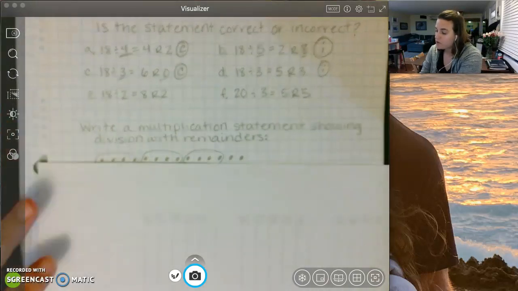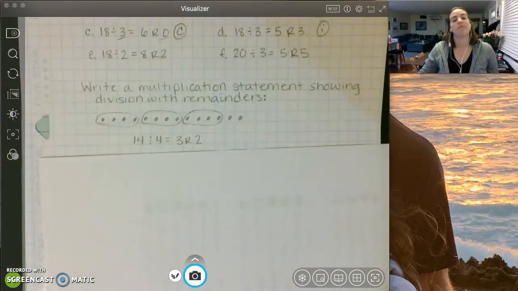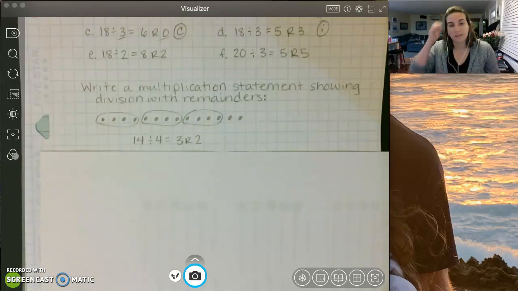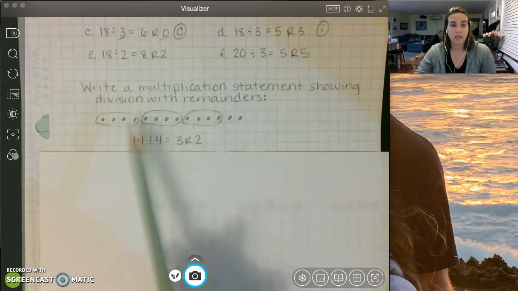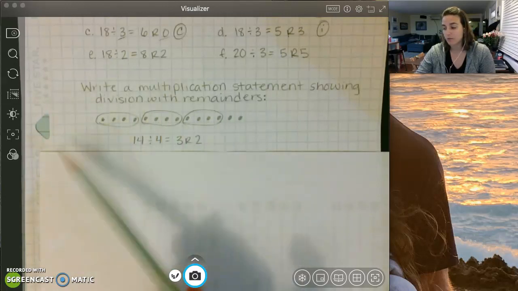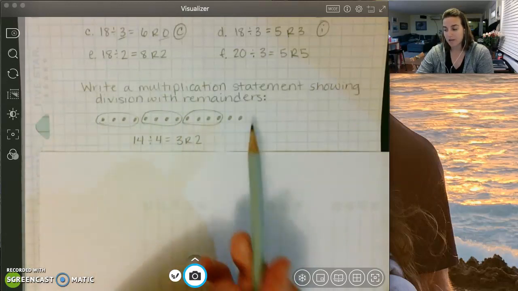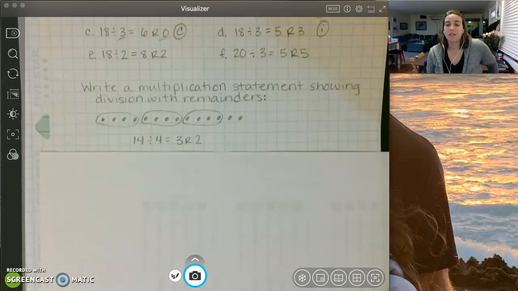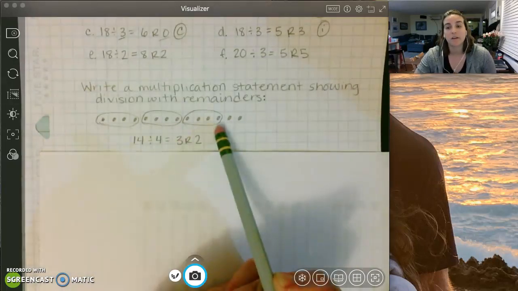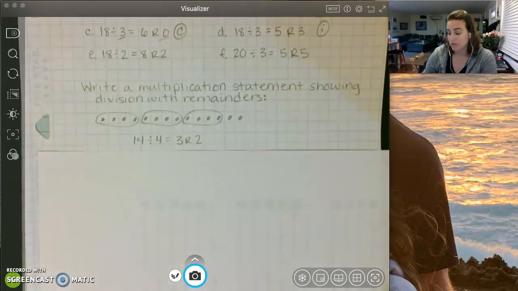All right, so the next thing that it's going to ask you to do is write a multiplication statement showing division with remainders. So what we have here is a division equation, right? We have 14 divided by 4 equals 3R2. So we have 14 dots divided by 4 dots, gives us 3 groups of 4 dots with 2 left over. So what I want you to do for this is see if you can use what we have here to write a multiplication statement using the dots that are in these groups.